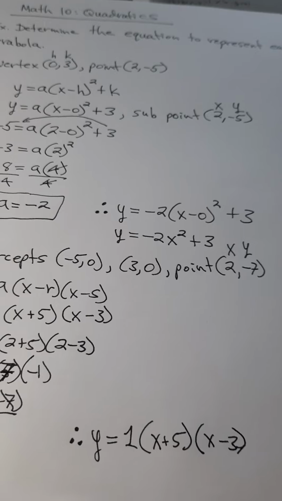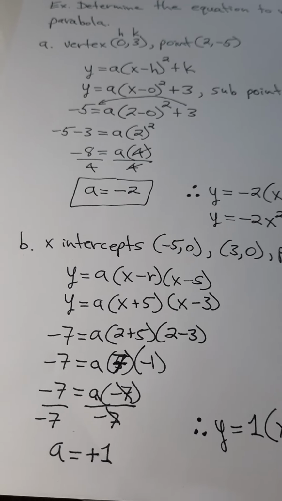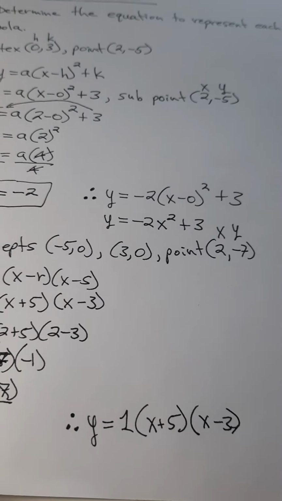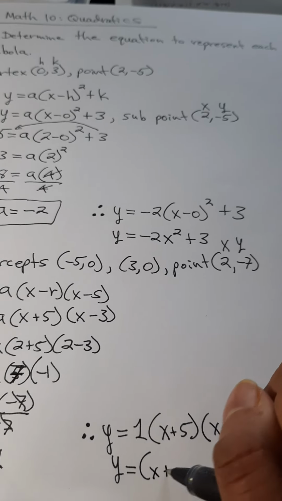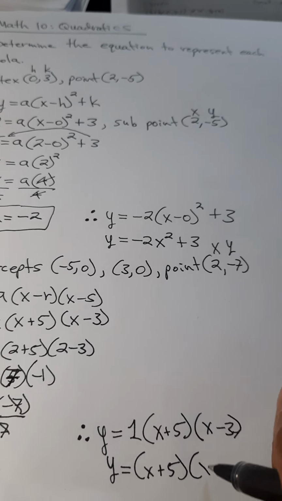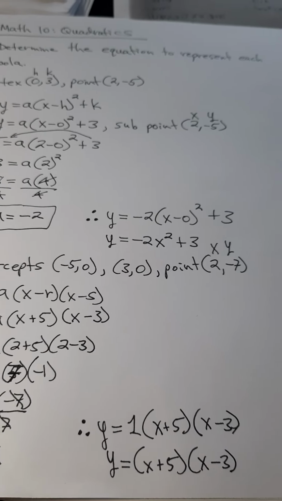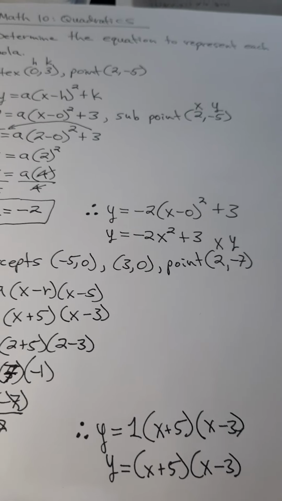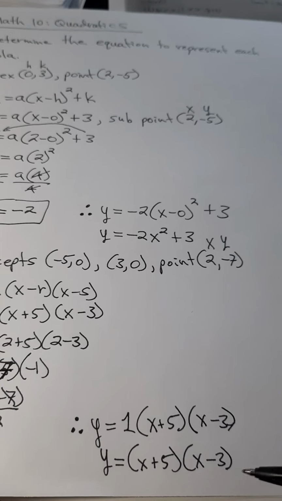Okay, now if you notice right here, the value for a is equal to 1. This is not a stretch, not a vertical stretch, nor a vertical compression. Okay, I don't even need to write the 1 here. You could just write y equals x plus 5 times x minus 3. The reason this is the factored form of the parabola is because I can see what the x-intercepts are right away. Okay, I see that the x-intercepts here are -5 and +3.